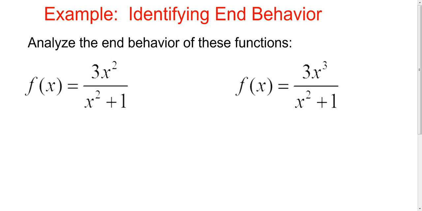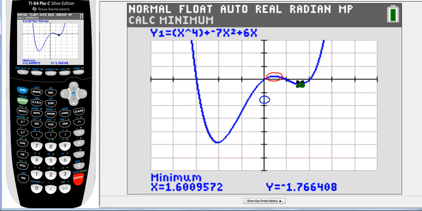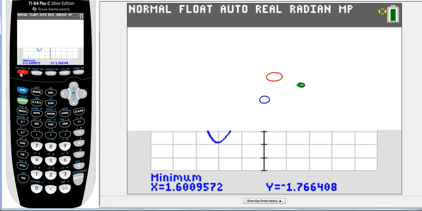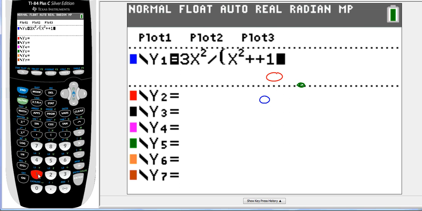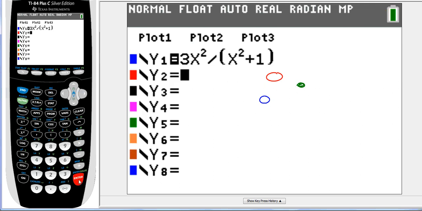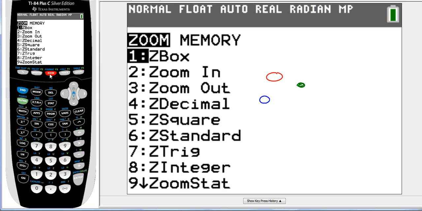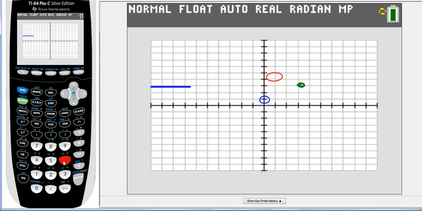So first of all, we will put in 3x squared over x squared plus 1. All right, let's hit enter. And actually, I'm going to hit zoom 6 because my window is all off.